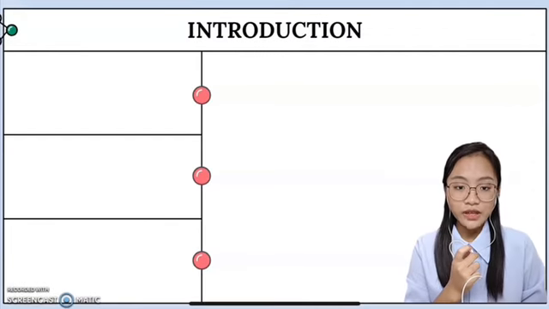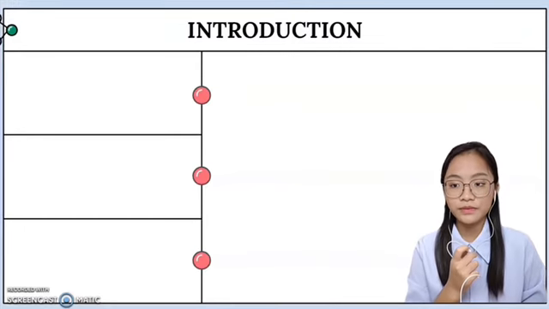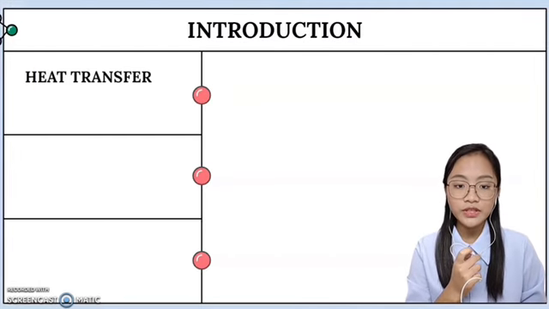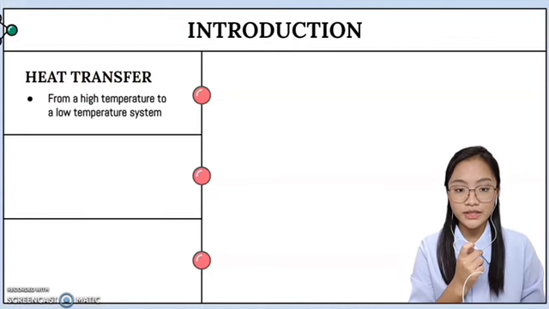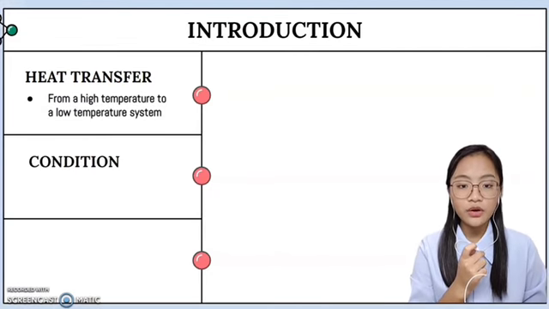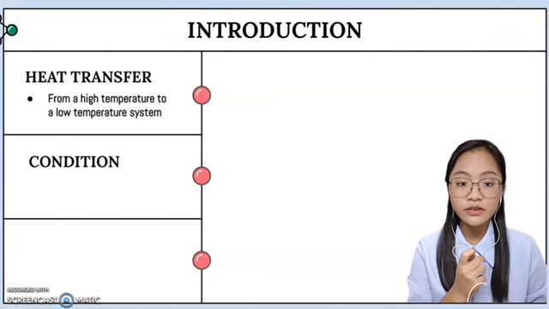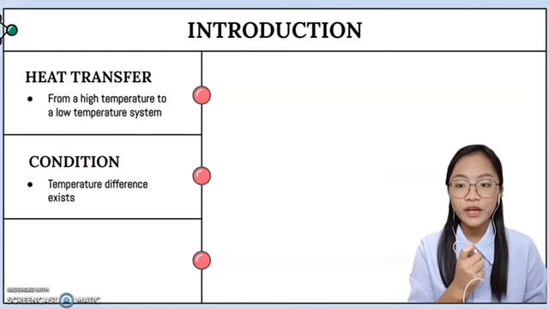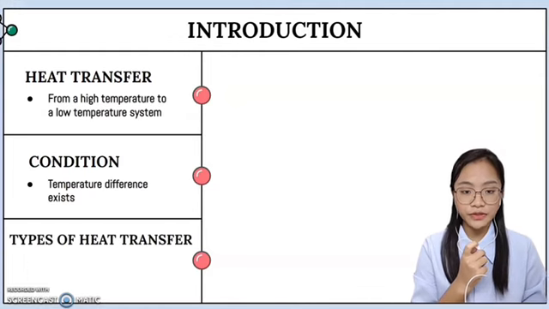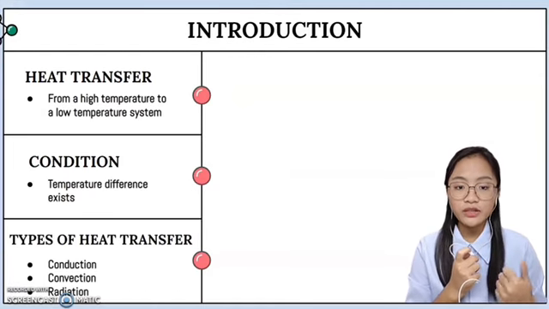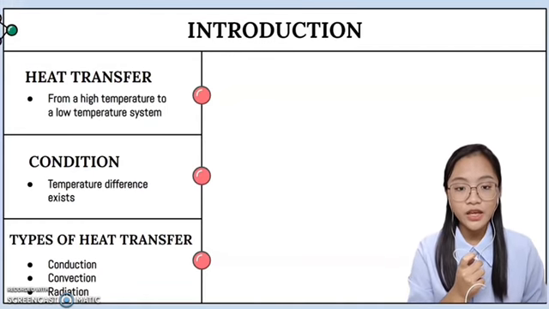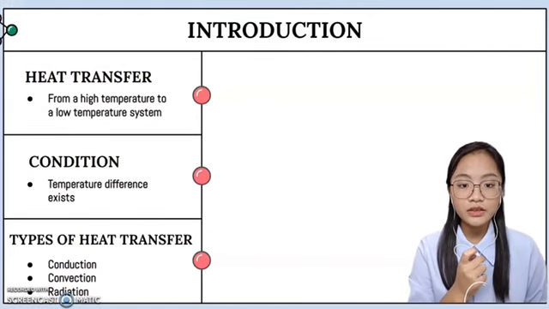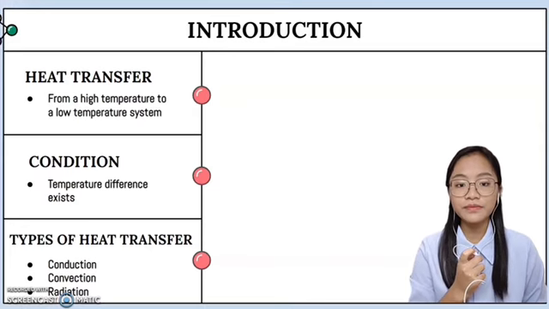I will explain about the introduction of this experiment. Heat transfer is a process of transfer of heat from a high temperature to a low temperature system. Heat transfer only occurs between states of metal when a temperature difference exists. There are three modes of heat transfer, which are conduction, convection, and radiation. In this experiment, we are focusing on heat conduction in metal.